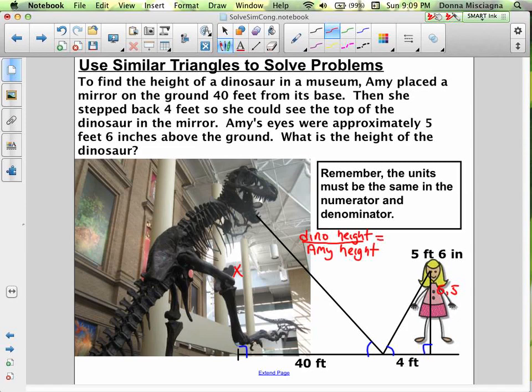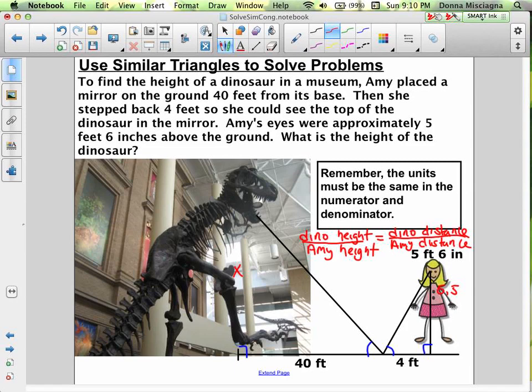If I put dino height in the numerator, it means I'm going to have dinosaur all across the numerator, and I need dino distance. Dino distance. And of course, that means Amy distance is going to be in the denominator. So you see in one fraction we have height, the other fraction we have distance, numerator is dino, denominator is Amy. Let's replace the descriptions with numbers.